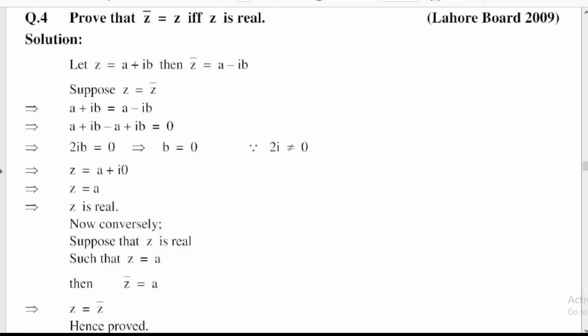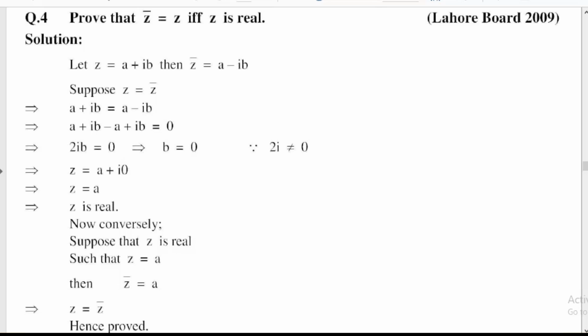In this lecture, I will solve exercise number 1.3, question number 4, that is most relevant from the paper's point of view. So let's start. Prove that conjugate of z is equal to z if and only if z is real.